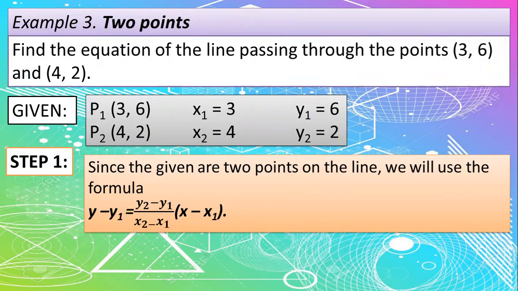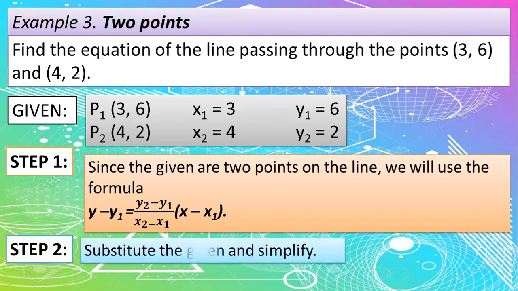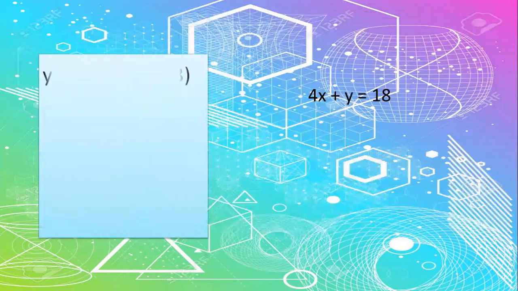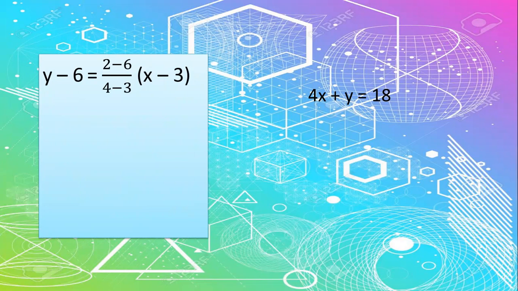y minus y sub 1 is equal to y sub 2 minus y sub 1 over x sub 2 minus x sub 1 multiplied by quantity x minus x sub 1. Yung mga sub-sub na yan, nire-represent niya kung pang ilan siya dun sa given point. Okay po? So for our step number 2, once again, substitute the given and simplify. Nilagay lang po natin lahat ng given, kung pang ilang x siya, kung pang ilang y.